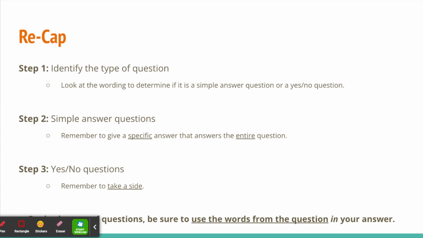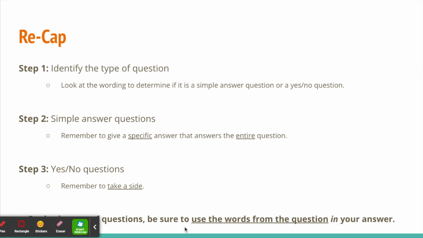If you are doing step 3, a yes/no question, remember to take a side. If it's asking you, are grapes delicious? You need to say that grapes are delicious or that grapes are not delicious. You cannot stay in the middle ground and say sometimes, okay? Whenever we're doing argumentative writing in English class, you need to take a side, okay?